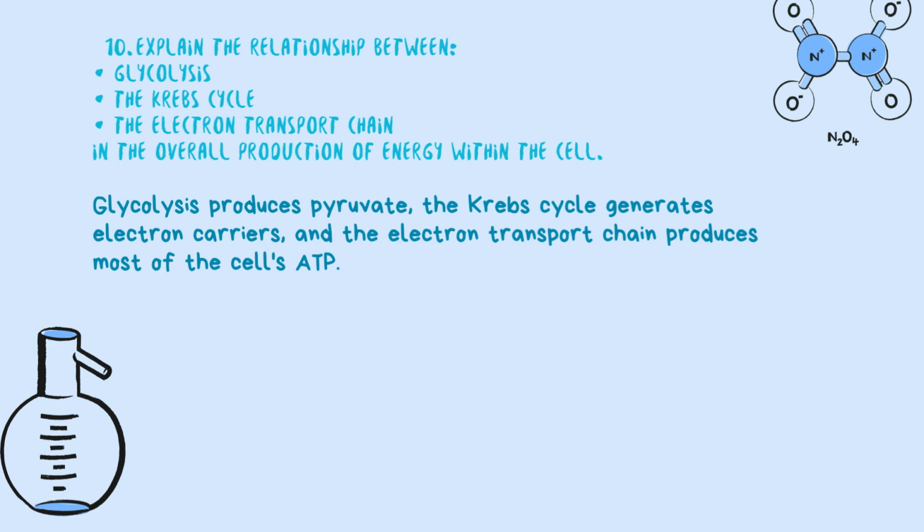Tenth, explain the relationship between glycolysis, the Krebs cycle, and the electron transport chain in the overall production of energy within the cell. Glycolysis produces pyruvate, the Krebs cycle generates electron carriers, and the electron transport chain produces most of the cell's ATP.